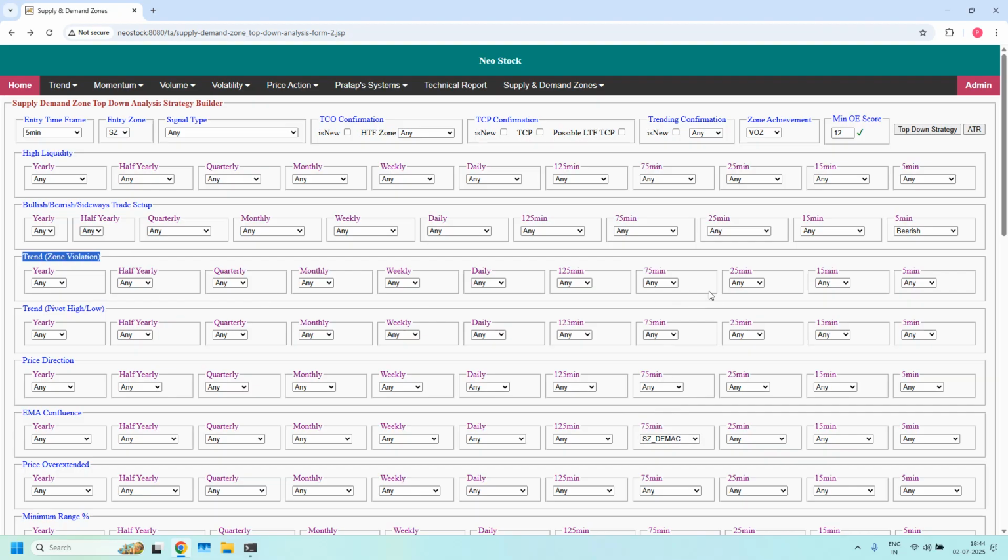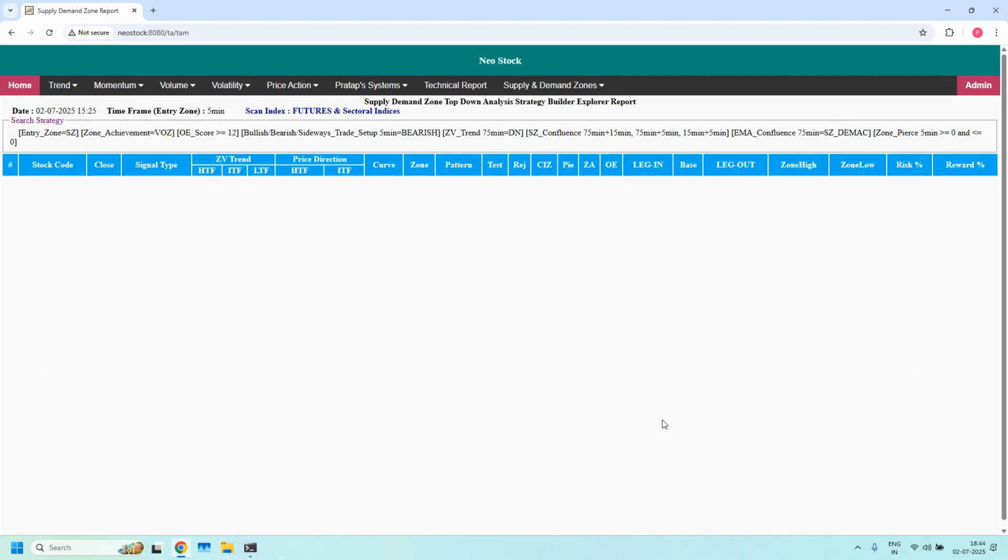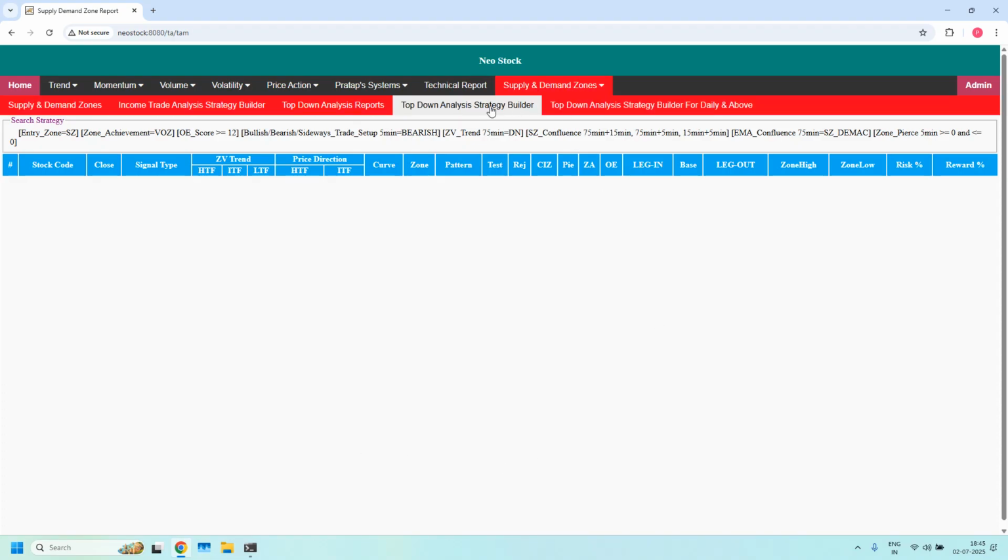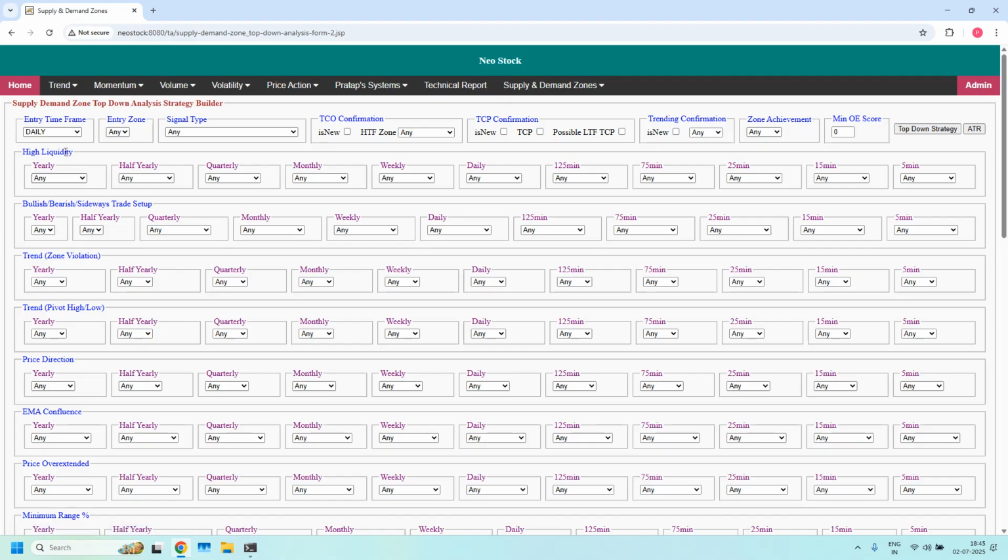At the same time, trend on the 75 should not be sideways. It should be downtrend because it is bearish trade setup. So none of the stocks are having EMA confluence. So this is hourly income trade reports. With this we have completed all the income trade reports. Next we will generate finding the stocks near demand and supply zones for different time frames.